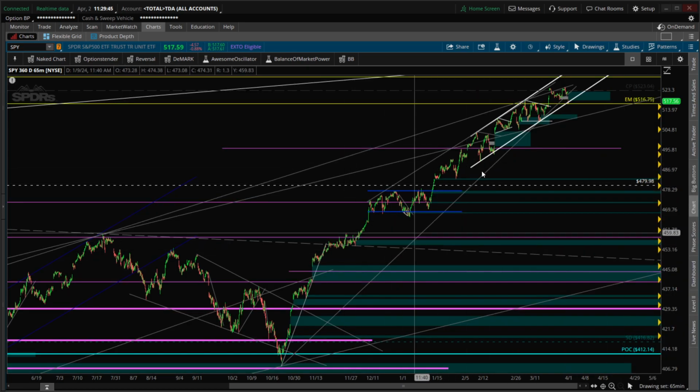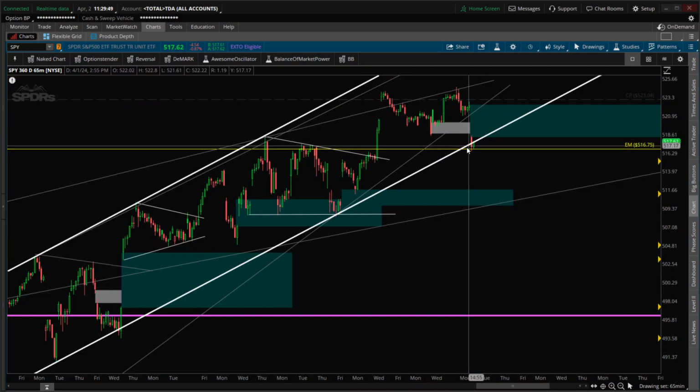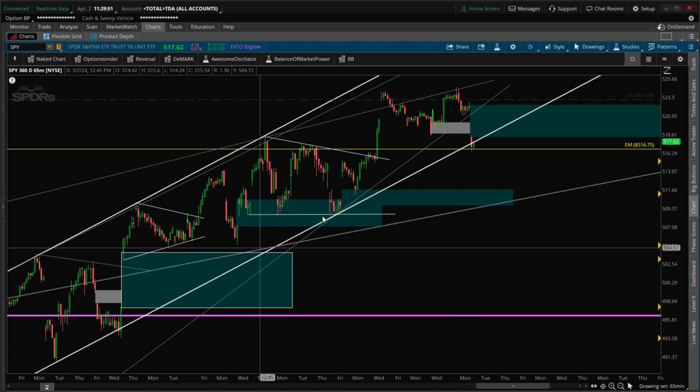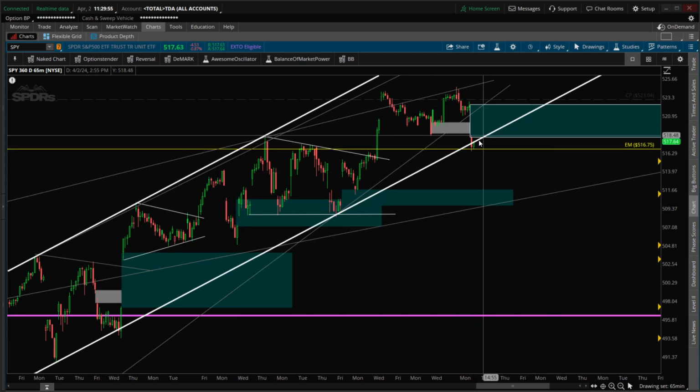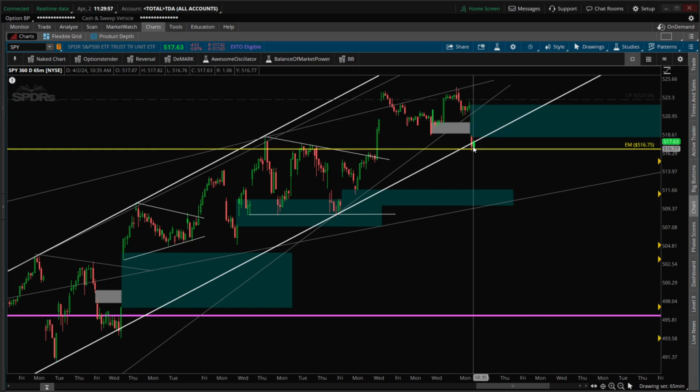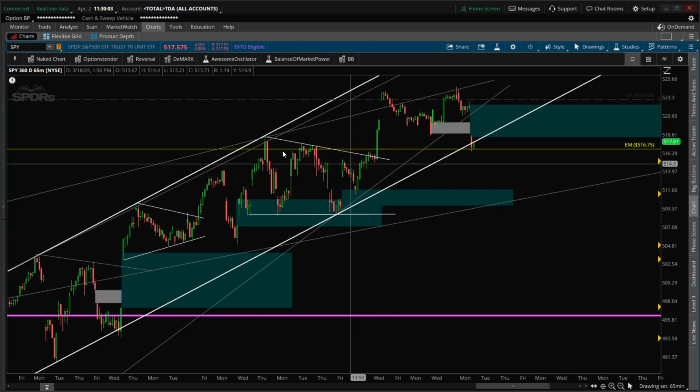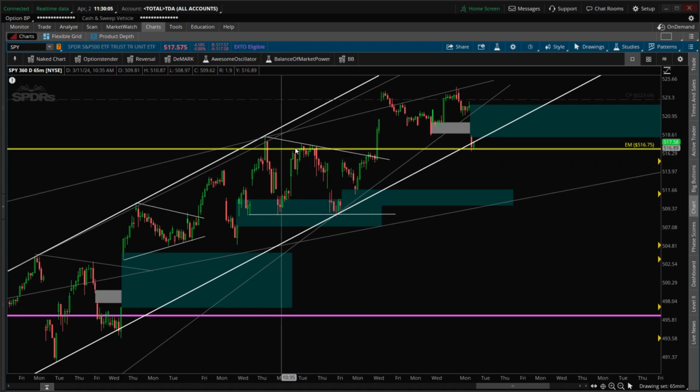Okay, so we have this large wedge and also a channel. I built in a little channel here just in case, and it looks like you could probably adjust it so it's under here, but it looks like we're getting a bounce off the options expected move for the week, which is a good support area because on the lower time frame we had this consolidation zone. We're hitting the top of that zone, which is clearly a good place to bounce.